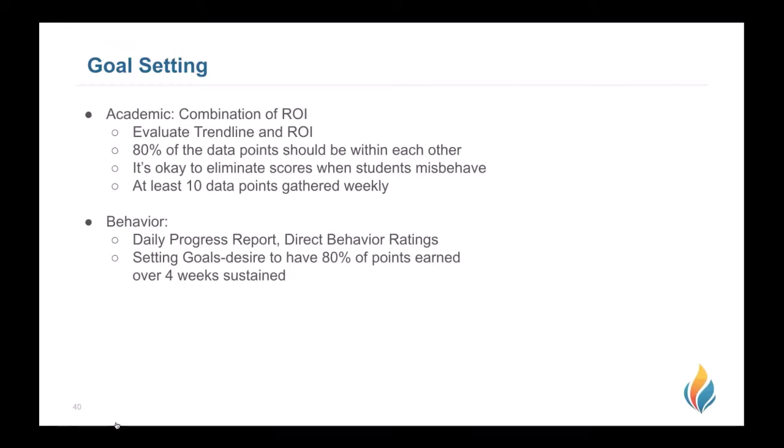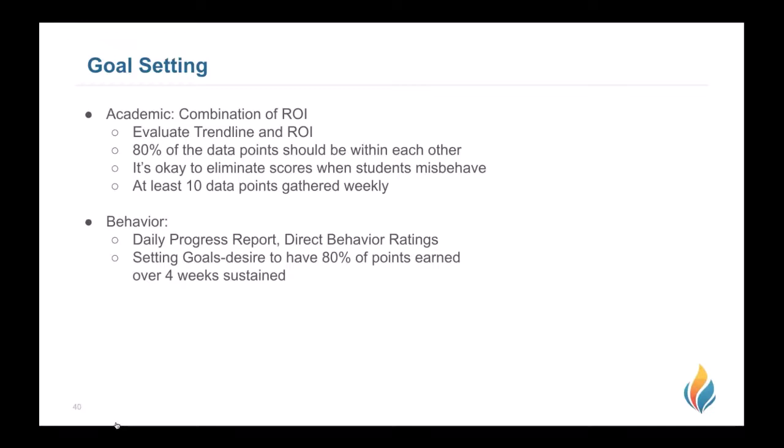When you're analyzing your progress monitoring data, you should notice that 80% of the data points on a chart are near each other. And that helps us to know that the scores that we're getting are in fact valid and reliable. Sometimes it's okay to eliminate scores when we see that students are misbehaving. So if they weren't engaged when we gave them a CBM progress monitoring assessment, it's okay to get rid of it if they didn't participate. So we want to make sure that the data that we're getting is accurate.